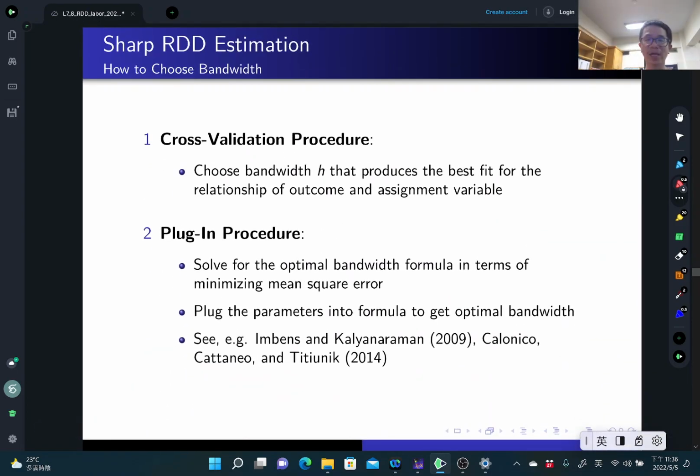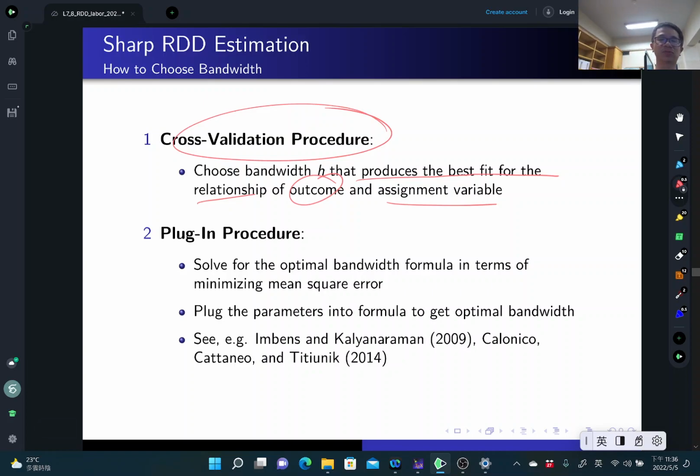Finally, how do you choose the bandwidth? There are two approaches. One approach is the so-called cross-validation procedure. That is to choose the bandwidth that produces the best fit for the relationship between the outcome and the assignment variable. You can use RMSPE, the prediction error, to determine the best fit. You try different bandwidths, 180 days, 200 days, 300 days, and you use the bandwidth that gives you the smallest prediction error. That will be the best bandwidth.